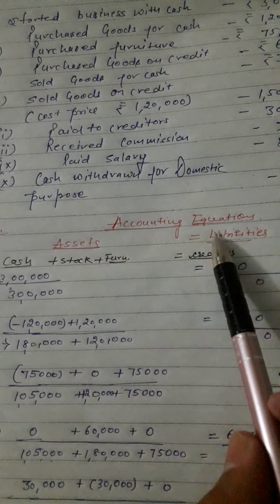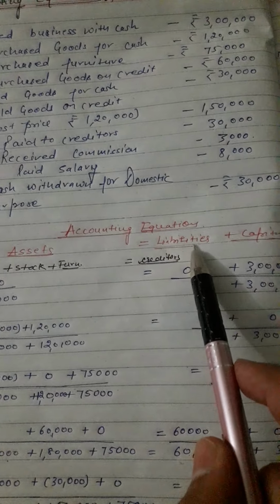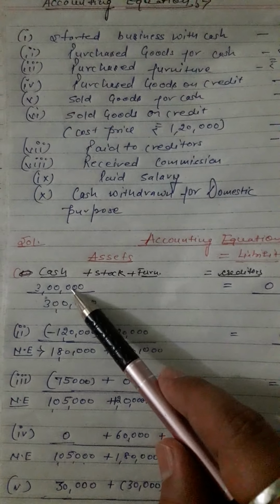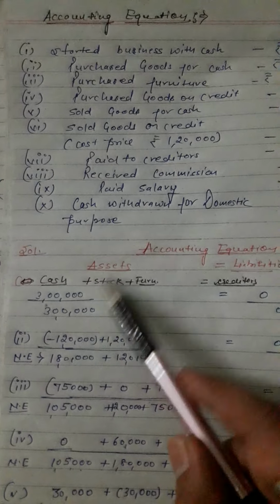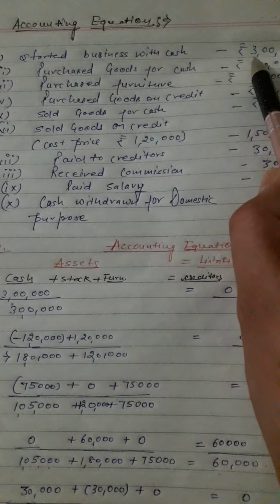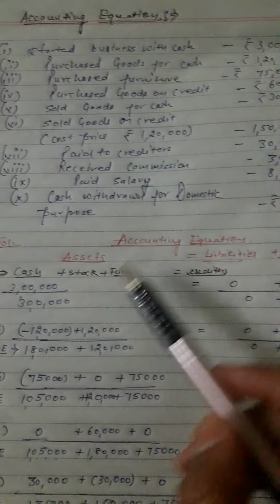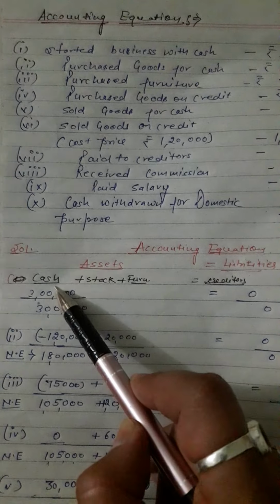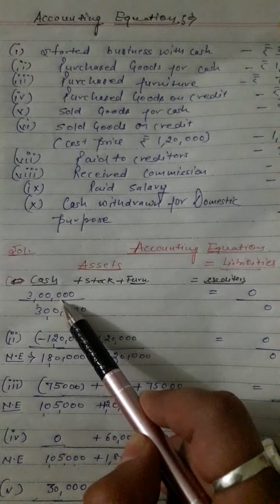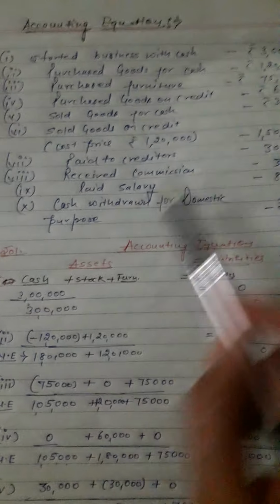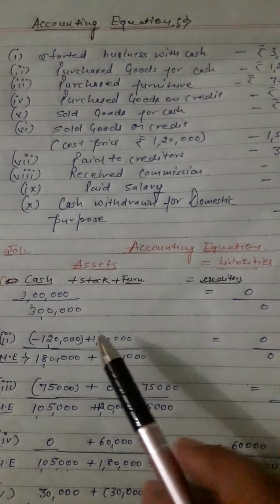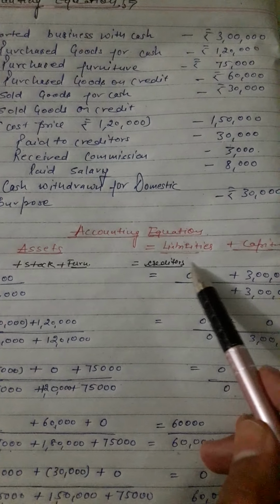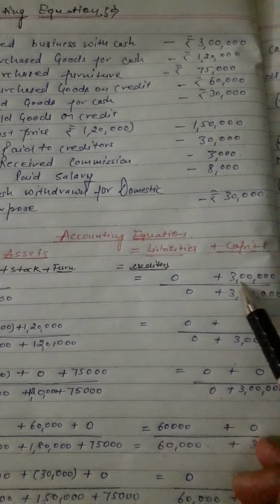The formula of accounting equation is asset must be equal to liabilities plus capital. On the asset side, now we will start the solution. The first one, started business with cash rupees 3 lakh. So write down here cash on the asset side because cash is your current asset. Under the head of cash, write down 3 lakh. This 3 lakh is equal to liabilities plus capital. There is no liability, so write here 0 plus.